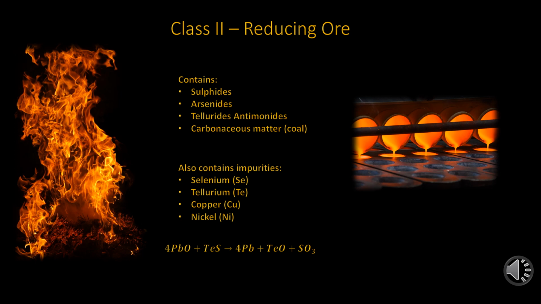It can be said that the tellurium sulfide has a reducing power of 4, since 1 molecule of tellurium sulfide is able to reduce 4 molecules of lead oxide to 4 atoms of elemental lead. More on reducing and oxidizing powers in an upcoming presentation.